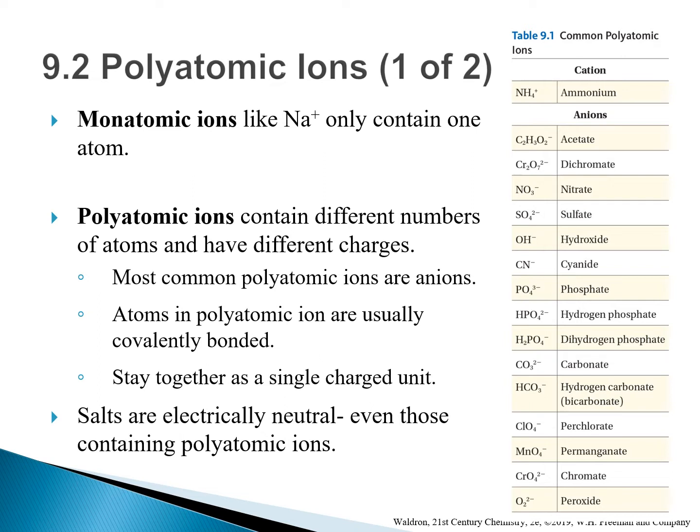On the other hand, polyatomic ions are ions that consist of more than one atom. For example, nitrate ion, NO3-, contains one nitrogen atom and three oxygen atoms. The atoms in a polyatomic ion are usually covalently bonded to one another, and therefore stay together as a single charged unit. Some polyatomic ions are given to you in Table 9.1 to the right. Remember, salts are electrically neutral. This applies to ionic compounds containing polyatomic ions as well.